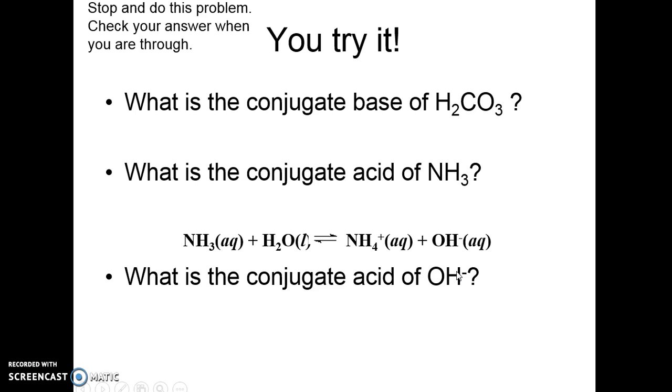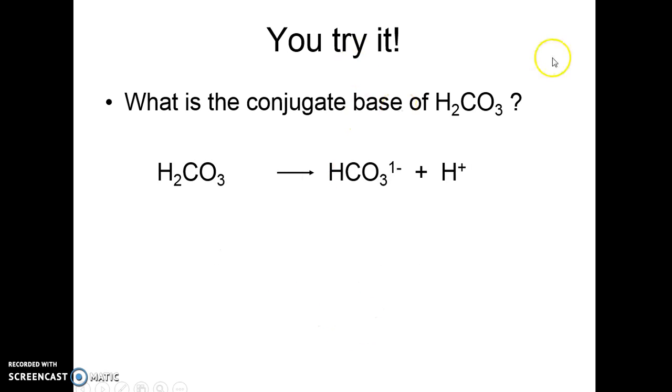So now go ahead and try to form the conjugate base of carbonic acid. The conjugate base of carbonic acid is formed by removing a proton, so there will only be one hydrogen, and because the proton has a positive charge, it leaves behind a negative charge on the remaining molecule, and this is bicarbonate. So carbonic acid and bicarbonate are conjugate acid-conjugate base pairs.